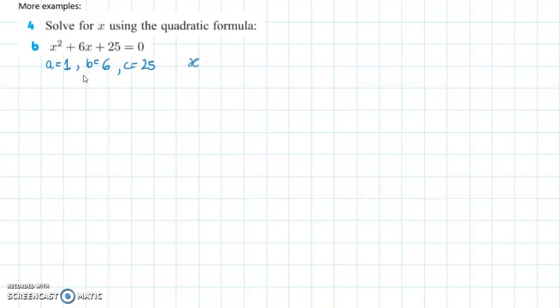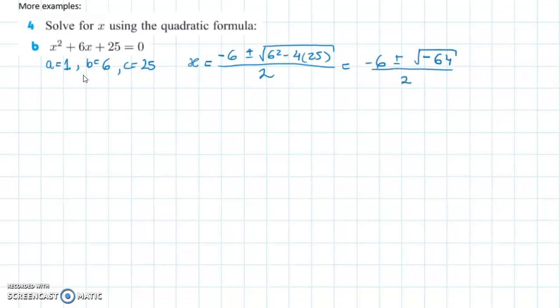Applying the formula, I'm going to look for a value or two values of x such that minus 6 plus or minus, and then inside the square root I have 6 squared minus 4 times 25, and all of that divided by 2. So that means I have negative 6, and then I have plus or minus, and then I have 36 minus 100, so negative 64 inside the square root, all of that divided by 2.